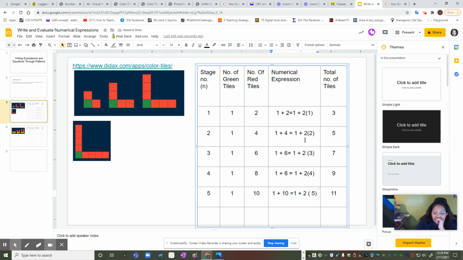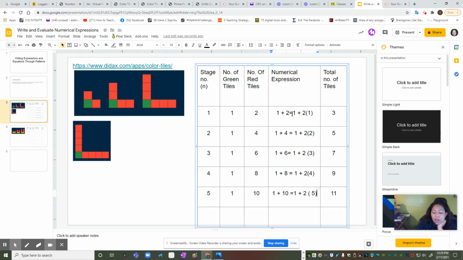Now, let us observe. Stage number 1, my numerical expression is 1 plus 2, which is equivalent to 1 plus 2 times 1. Stage 2, 1 plus 4 is equivalent to 1 plus 2 times 2. Stage 3 is 1 plus 6, which is equivalent to 1 plus 2 times 3. And stage 4, 1 plus 8, which is equivalent to 1 plus 2 times 4. And stage 5 is 1 plus 10, which is equivalent to 1 plus 2 times 5.